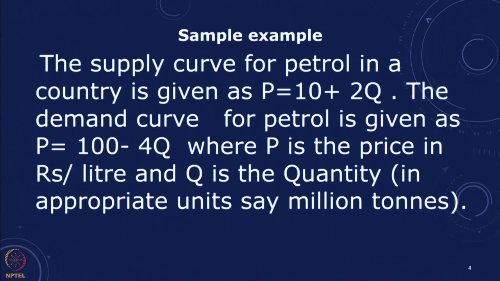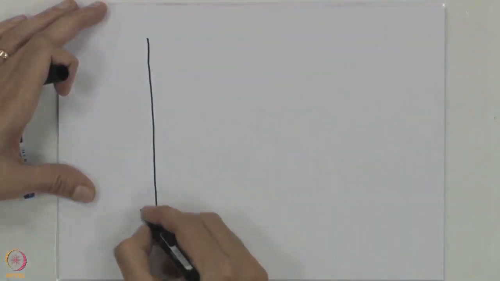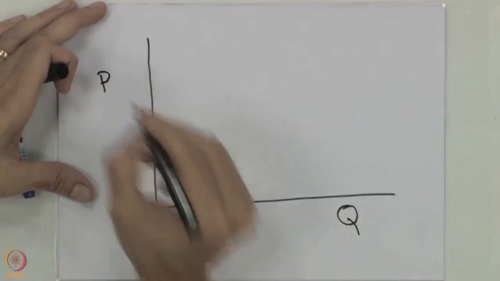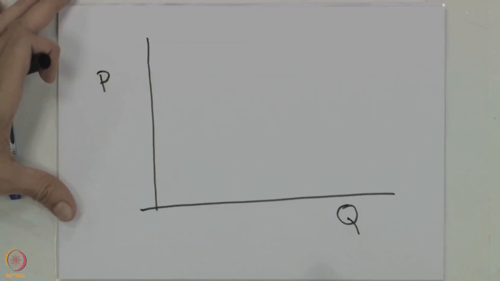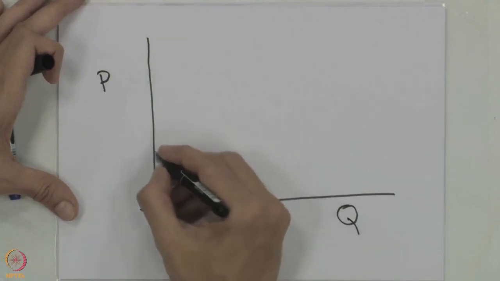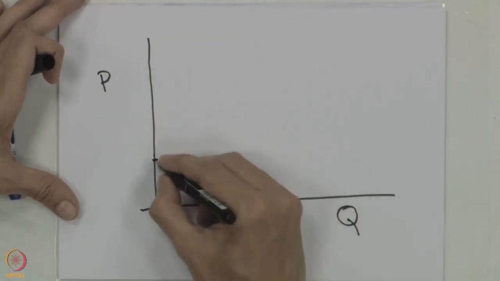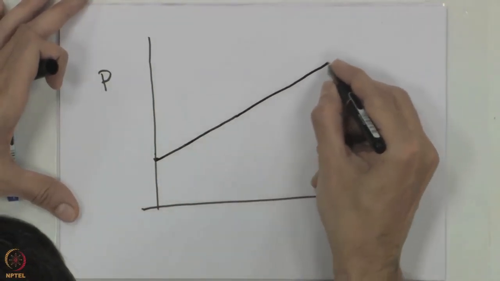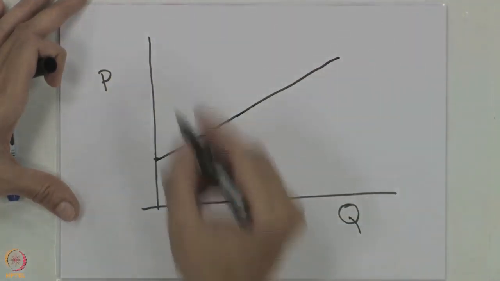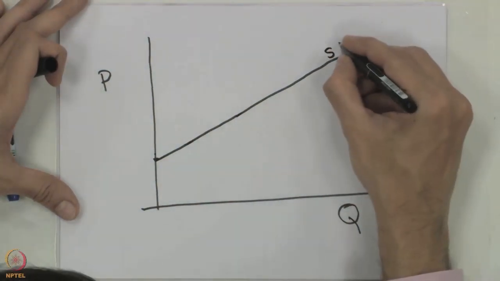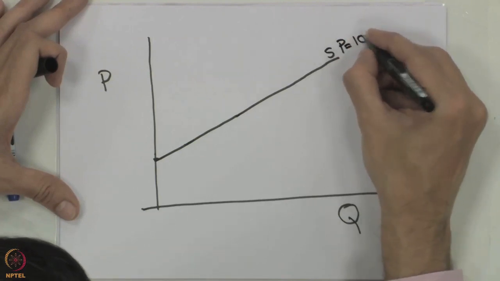So let us just do this. Let's draw first. Write down the axes. This is Q, this is P. And when we look at the supply curve, that is P = 10 + 2Q. So when Q is equal to 0, the price will be 10, and it will increase as a straight line. And this is the supply curve, P = 10 + 2Q.